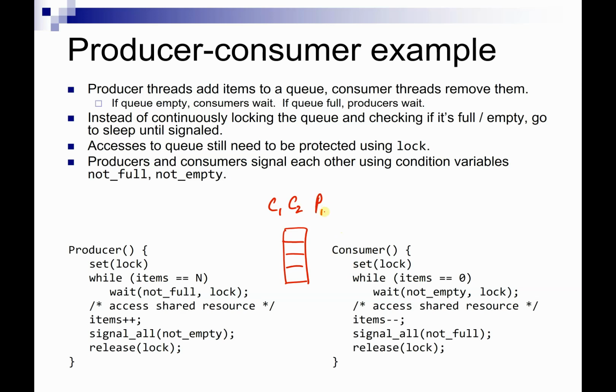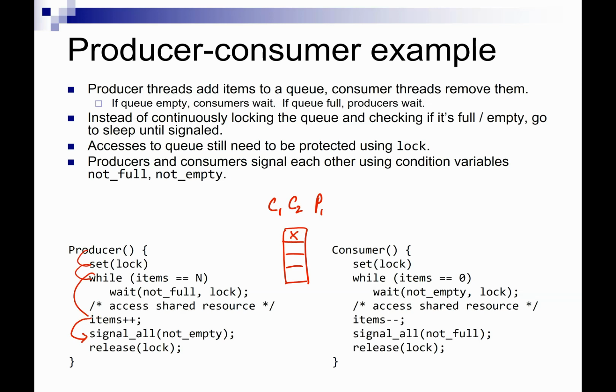This guy is going to put, so he's going to try to set the lock. The lock is currently free because both C1 and C2 have released it. So P1 can get access to the lock and stick an item in here. The producer comes, sets the lock, and checks whether it's full or not. It's not full because there's nothing in the queue. So he goes over here, adds an item, and then he sends the signal.